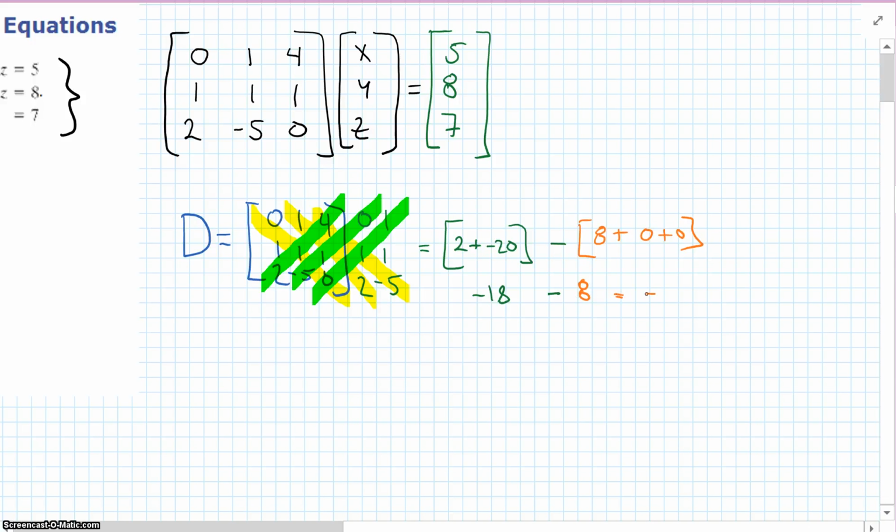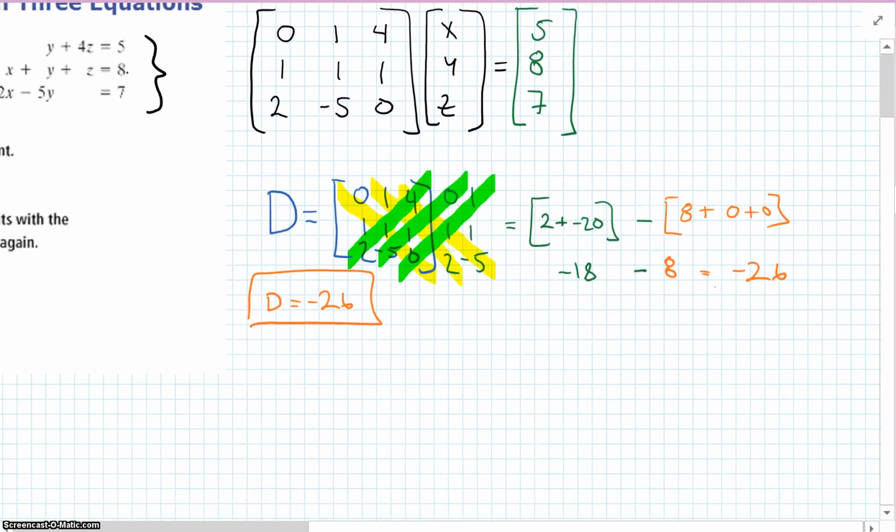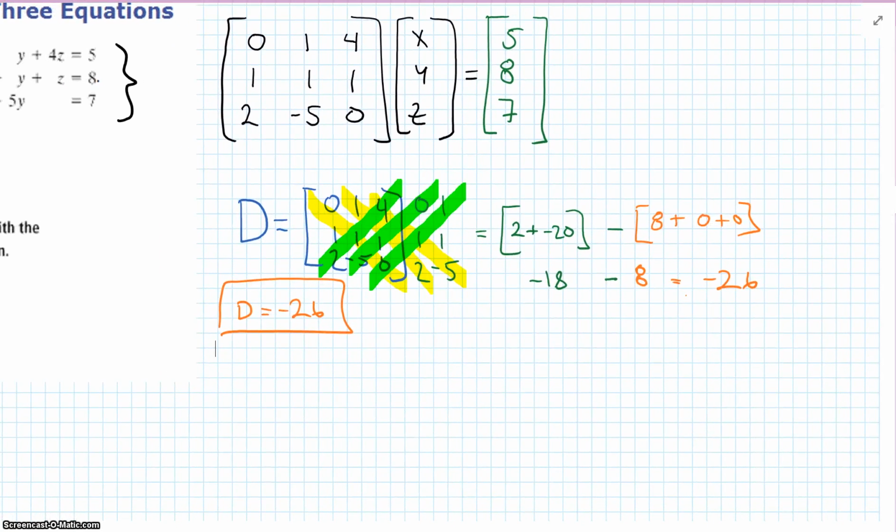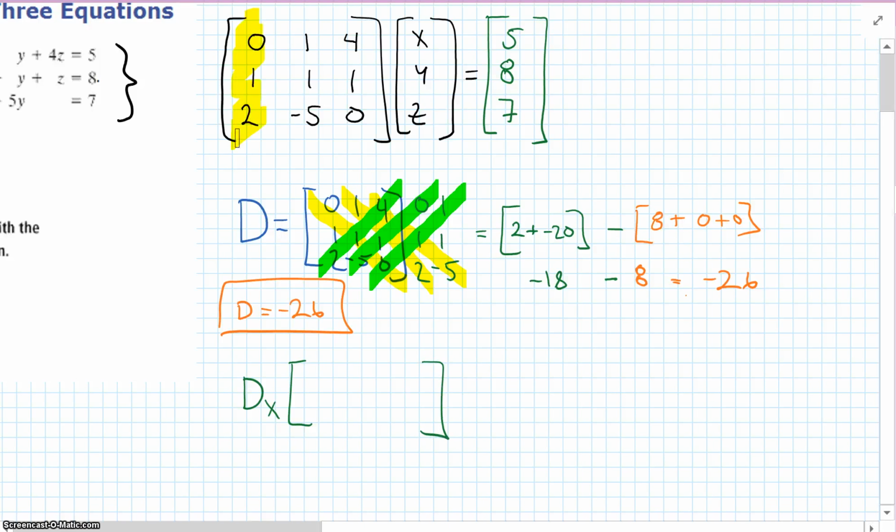So that is going to be negative 26. So my d value is negative 26. Now I've got to find d sub x. So let's look, how do we do that? D sub x is going to be the exact same matrix, but instead of the x values, we're going to replace it with the solution matrix. So the solution matrix is 5, 8, 7, 1, 1, negative 5, 4, 1, 0.